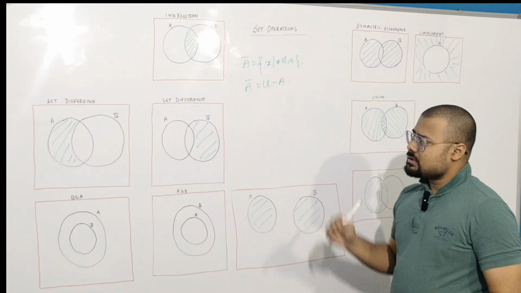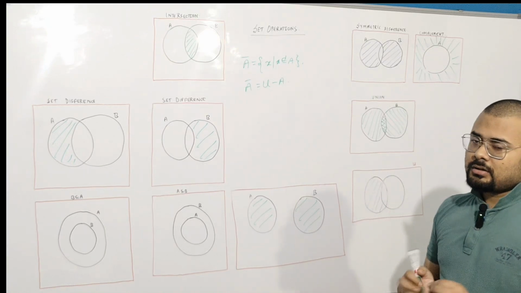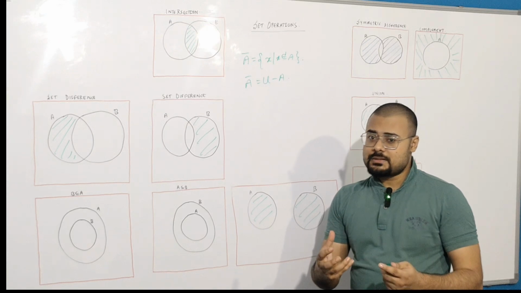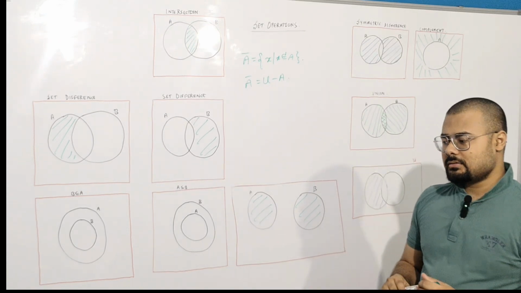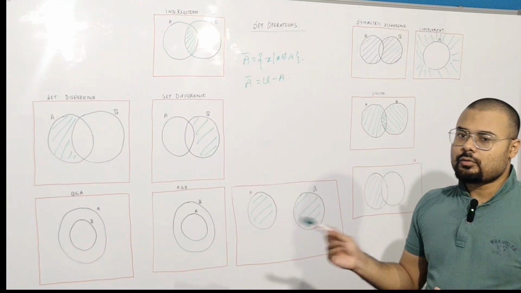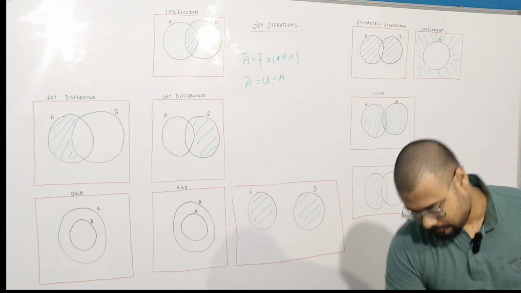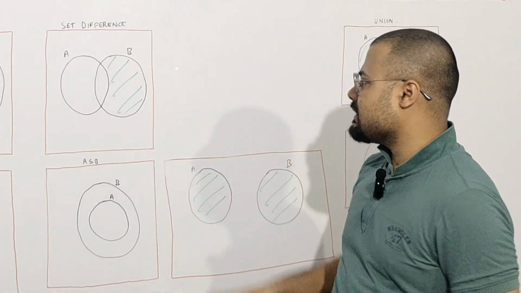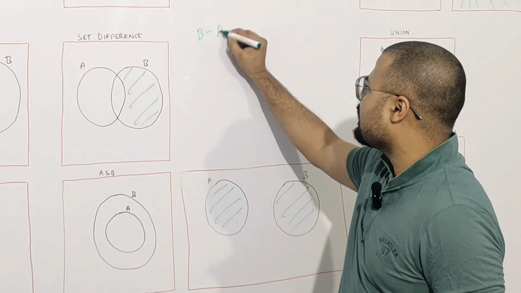Now that you know all of these set operations, their fundamental definitions, you can derive many formulas. When you know the definitions and you have the Venn diagram, then you can form different equalities. What I mean to say is this. Look at this diagram. It is clear what this shaded region is. This shaded region is B minus A.